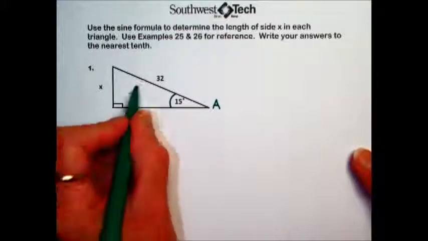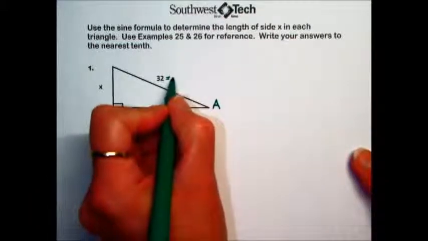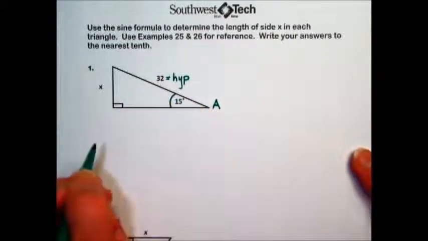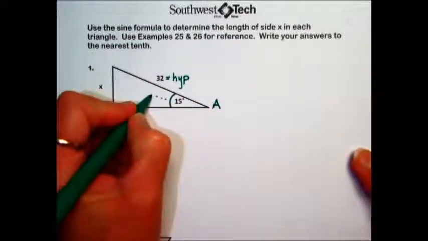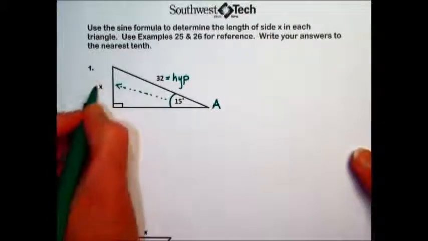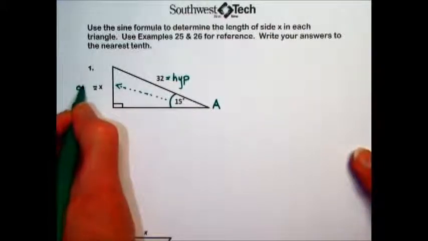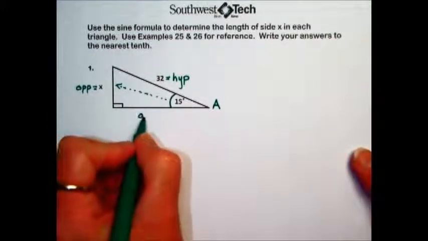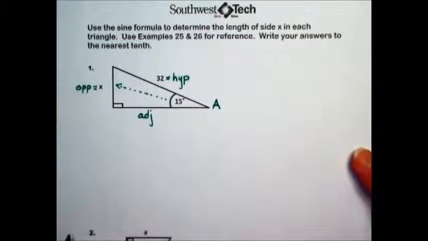Always starting with the side opposite the right angle, the longest side, we have that the hypotenuse is 32. Given the 15-degree angle is our reference angle, this side designated by the unknown length is our opposite, and the third side with no information is the adjacent.